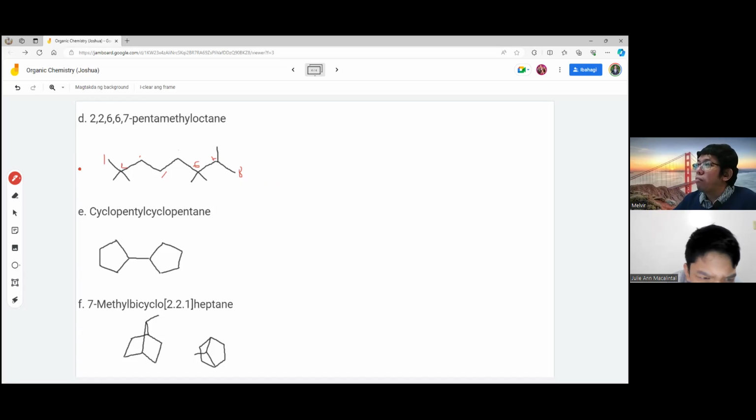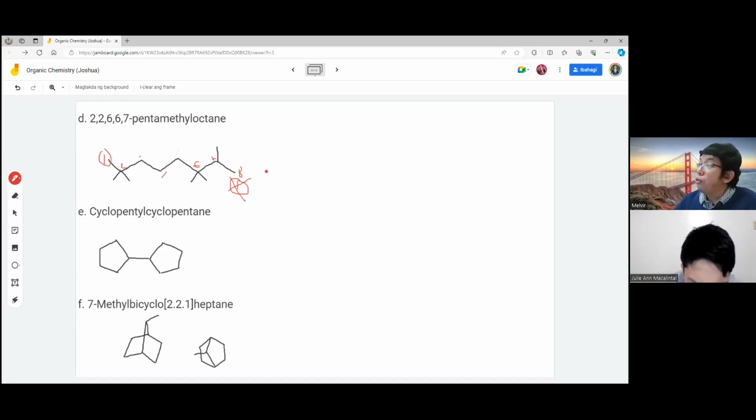I think this is properly named. Hindi mo naman pwedeng ilagay dito ang 1, right? X ito, because it will only give you one methyl group at carbon 2. If your number 1 is here, maganda naman siya kasi 2-2 kagad, no? Dalawang methyl groups yung nandoon.